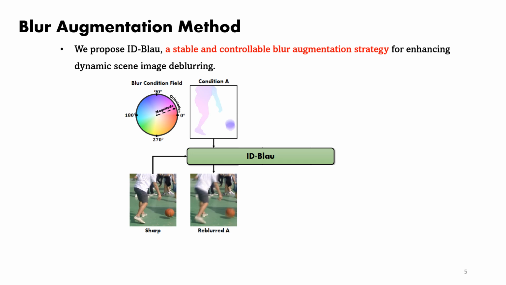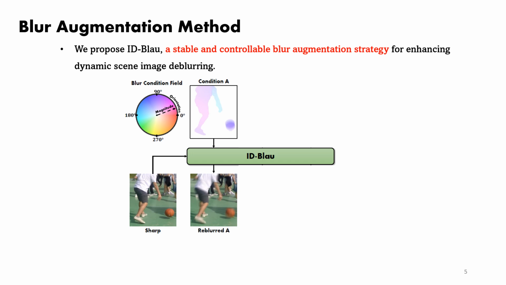First, we model a continuous blur condition field to implicitly represent blur orientations and magnitudes as blur condition maps. Then, ID-Blau can take a sharp image and a blur condition map to synthesize a blurred image even if it was not seen in the training set.